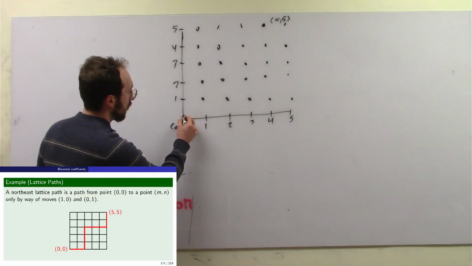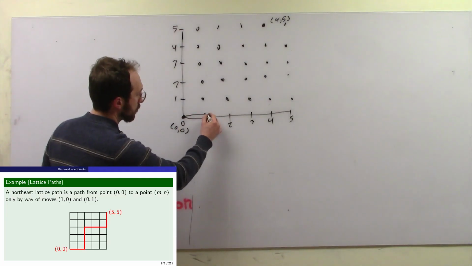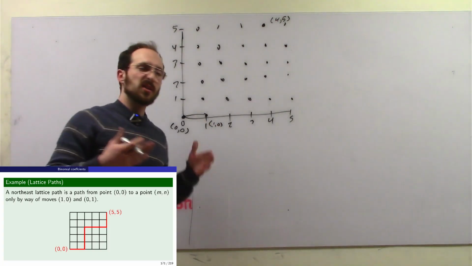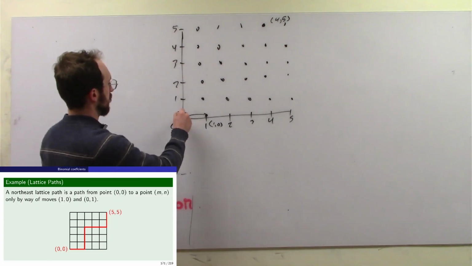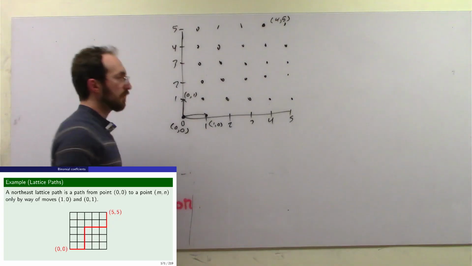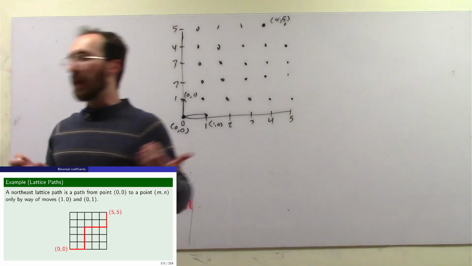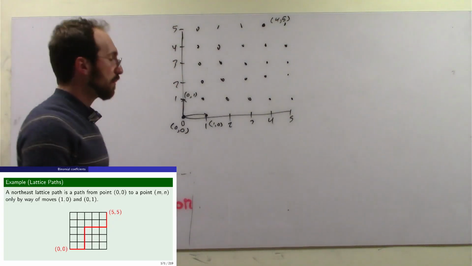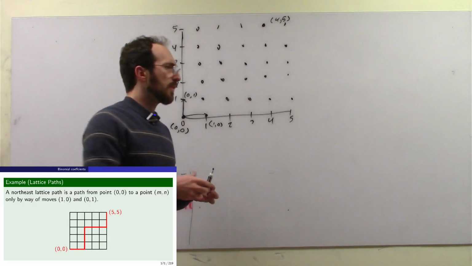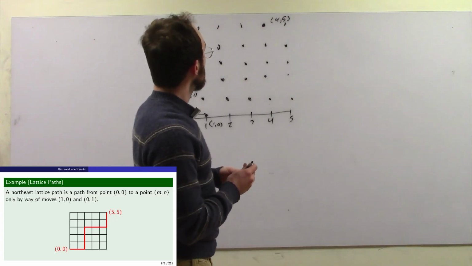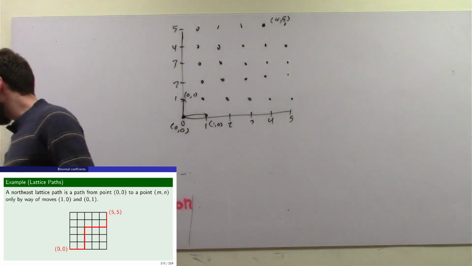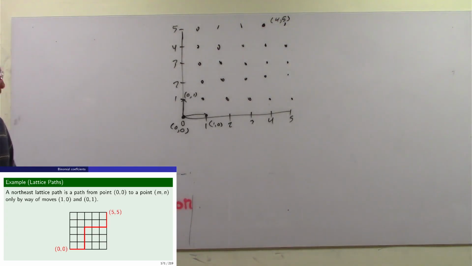A move 1,0, we can think of it with cardinal directions, that's going east. We can think of moving up, or going 0,1, as a north direction, so a northeast lattice path. There are other types of lattice paths. Sometimes we can include diagonals, and you get some interesting patterns there, but it's a little beyond the scope of this. So we're going to stick with these lattice paths.